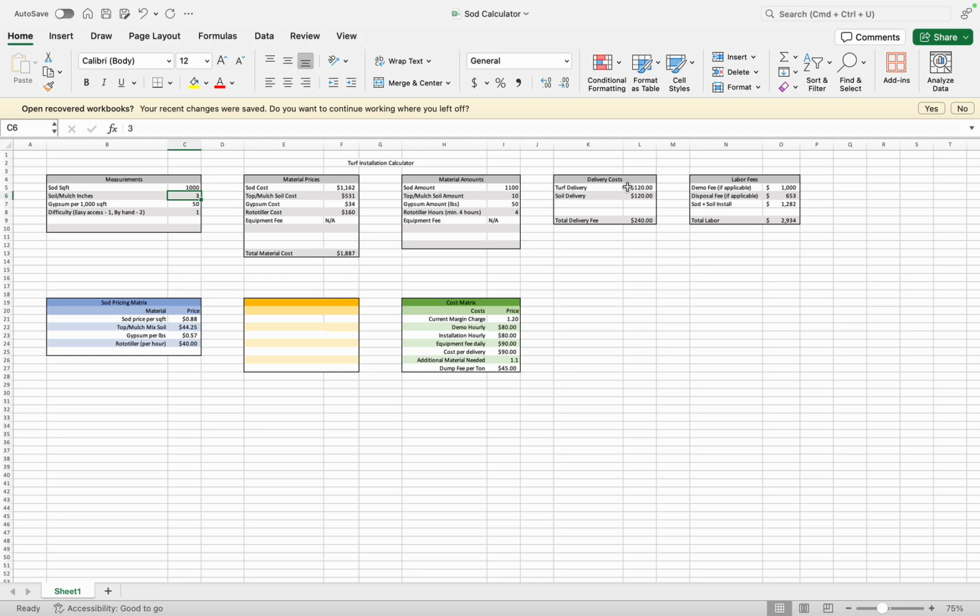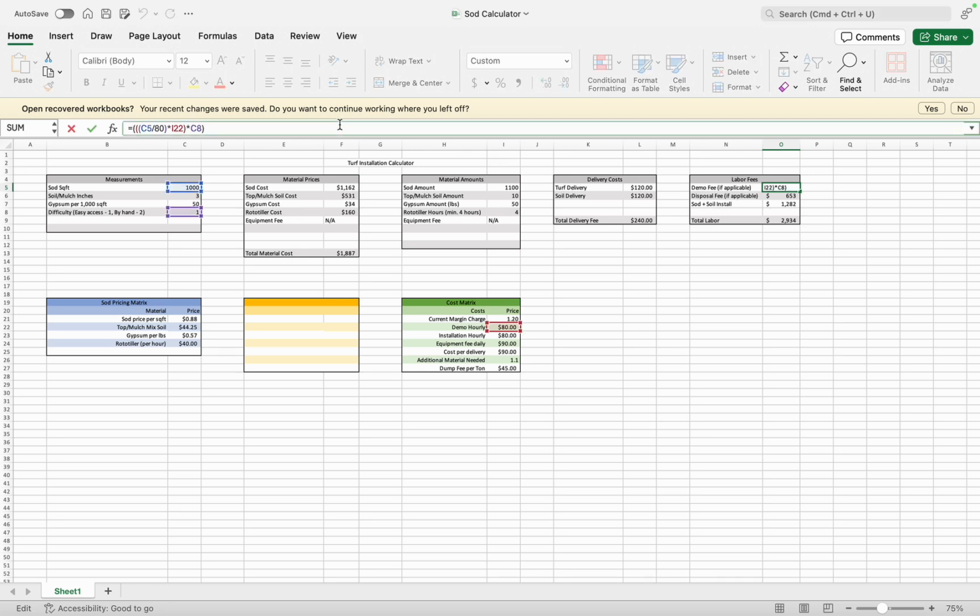So with all of that, you can see the material prices, $1,887. You can see our delivery costs are 240 because we have flat fees for both delivering the turf and the sod. And then our labor fees. Now, this is where it gets tricky. You can fool around with this however you want. Remember, every company does things a little different. Everyone has different efficiencies or inefficiencies. So for us, we have a general rule.